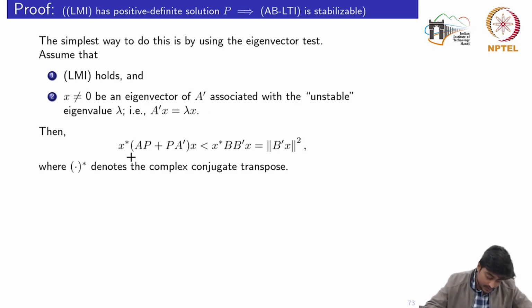So forming the quadratic form of the left hand side of the Lyapunov equation, which we were having on the left hand side, and then using that eigenvector we form X star, this matrix, into X, which should be less than, in fact is less than, X star B B transpose X. And using the property of the norms, I can write this as the squared norm of B transpose X. Okay. Where star, we already know, denotes the complex conjugate transpose.